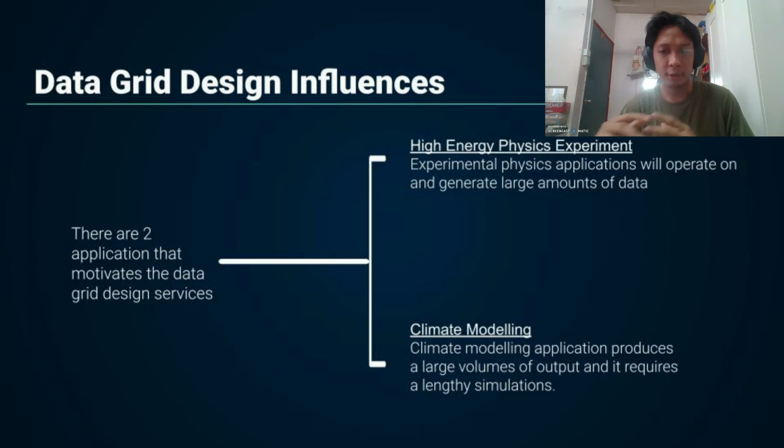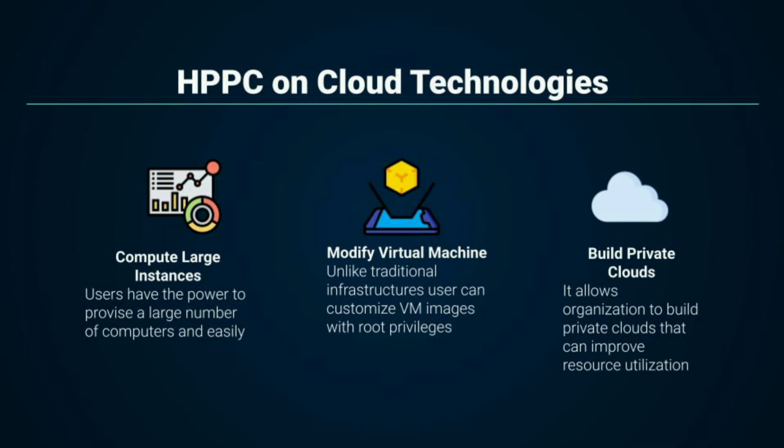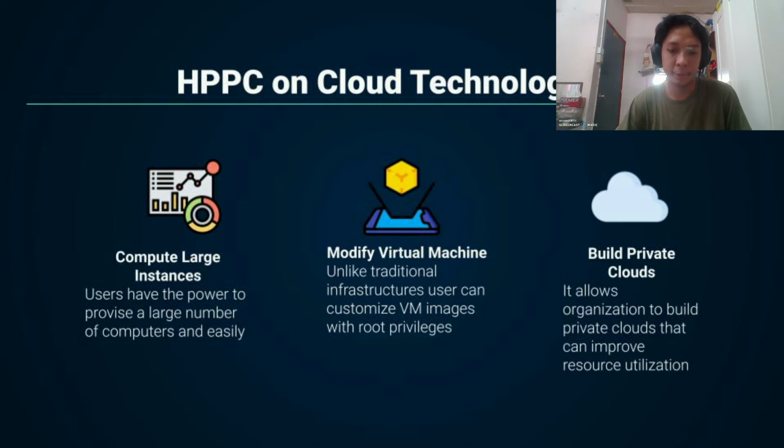The research group of climate modeling will generate large reference simulations at a supercomputer center, and each simulation has a run span of 100 years. We move on to cloud technologies. Applications of high performance parallel computing on cloud technologies have the following features.